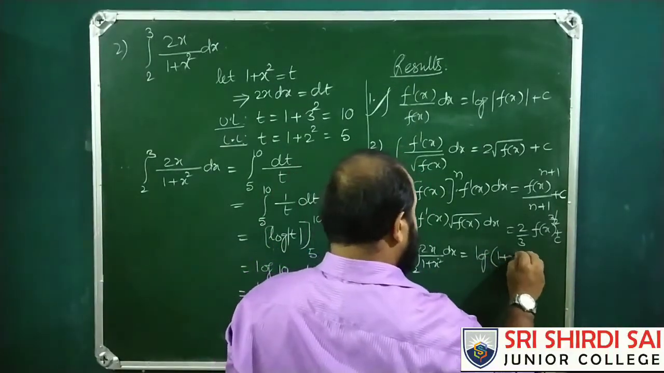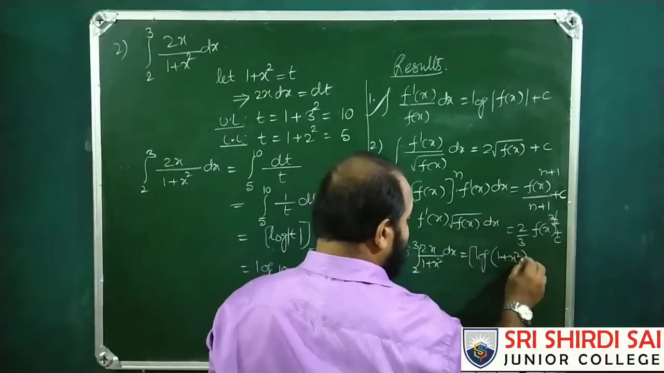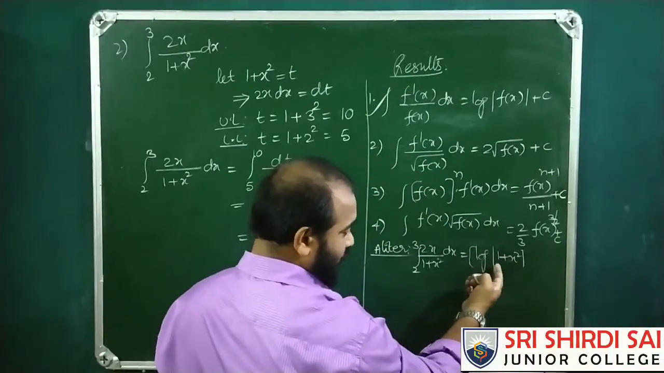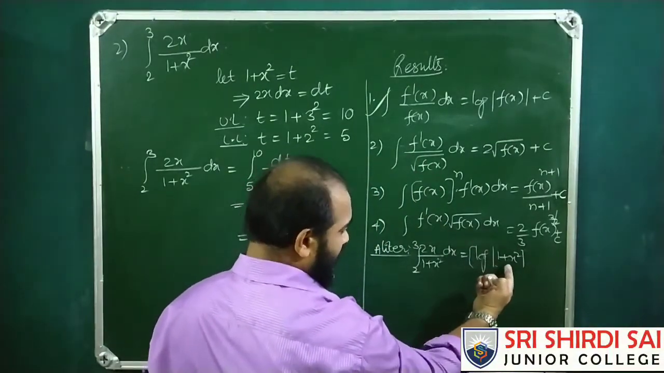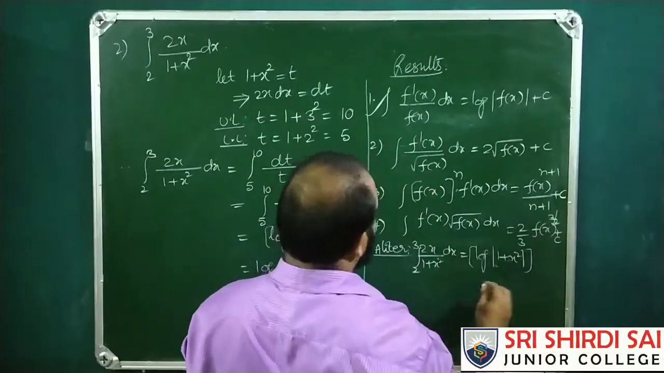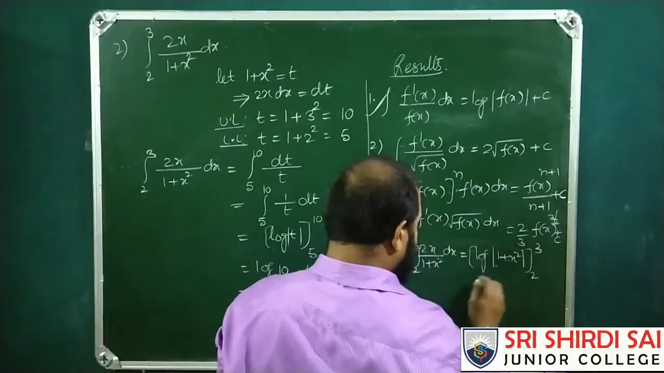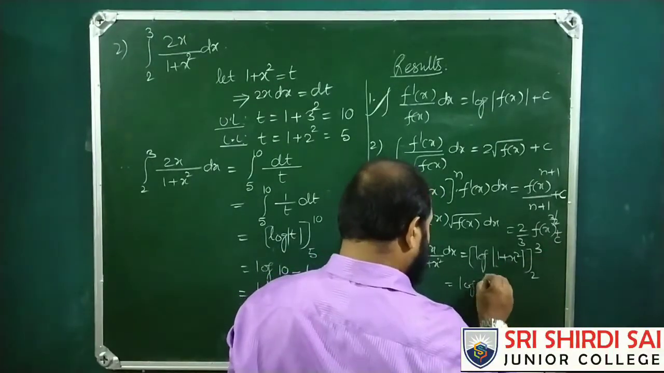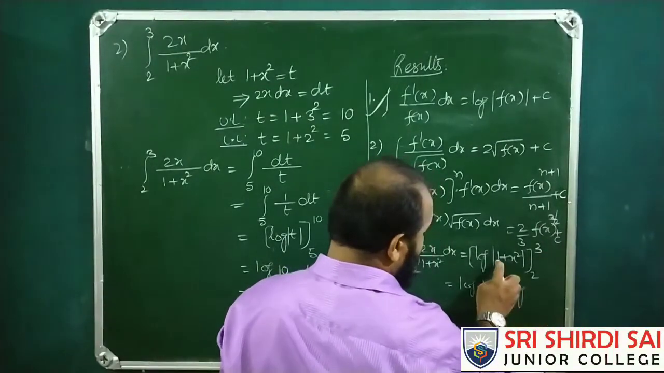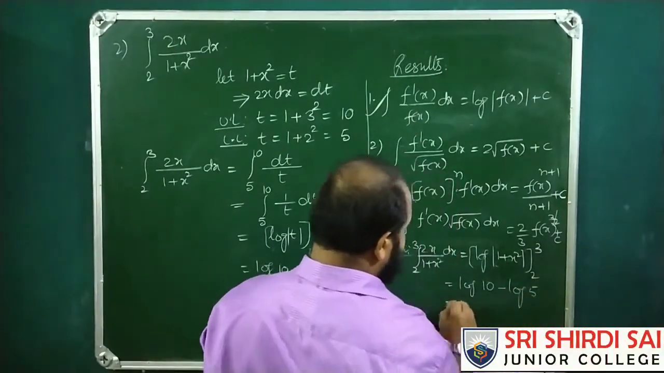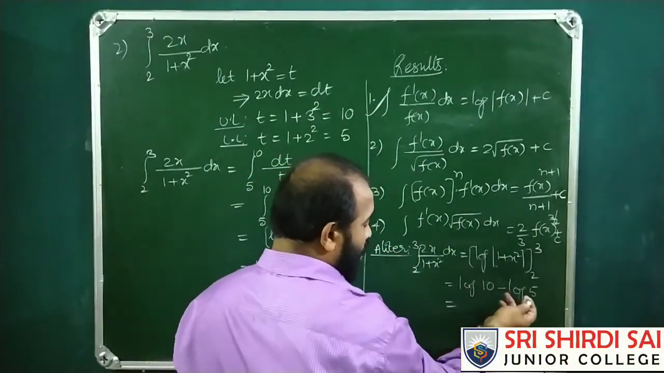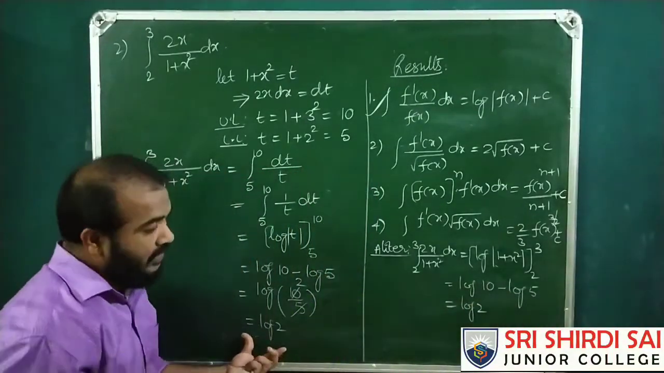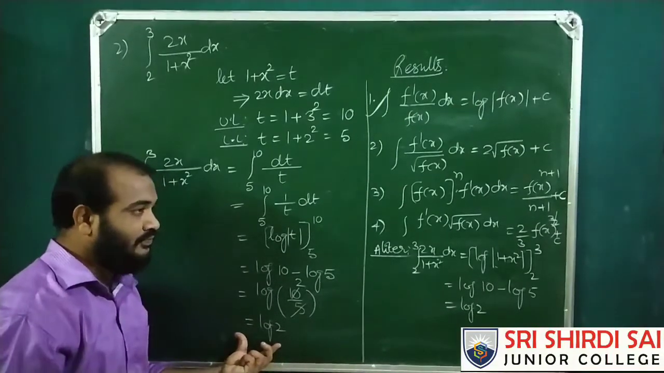1 plus x square. Since the process of integration is over, because logarithm is always positive, we generally keep it in modulus. So from 2 to 3: log of 1 plus 3 square, so log 10, minus log of 1 plus 2 square, 5. Log a minus log b is log a by b, log 10 by 5, log 2. So you can check with the earlier answer also.